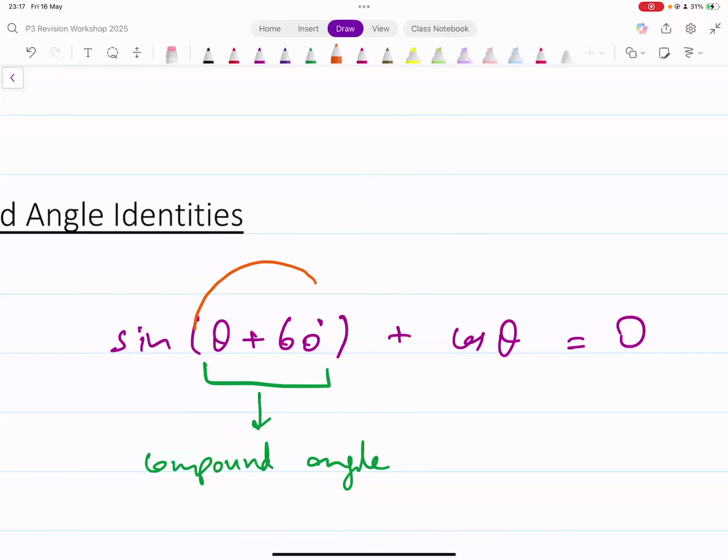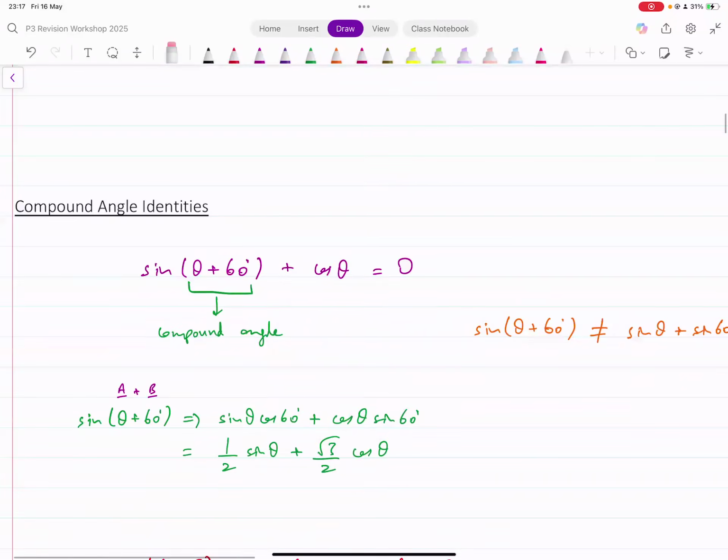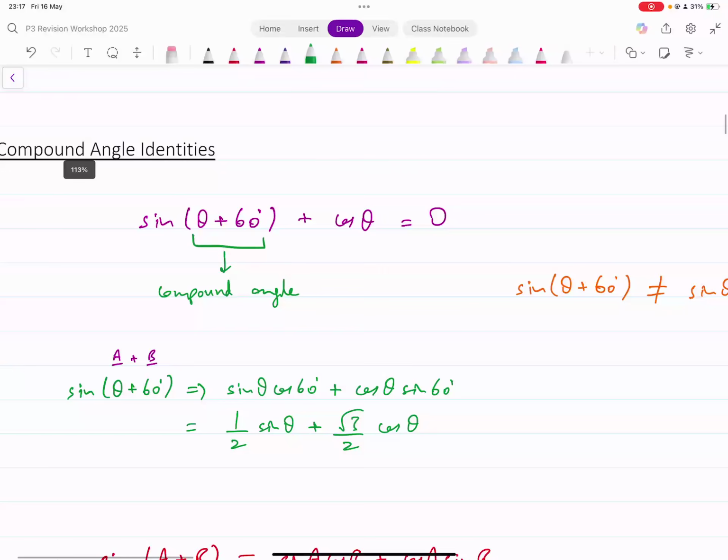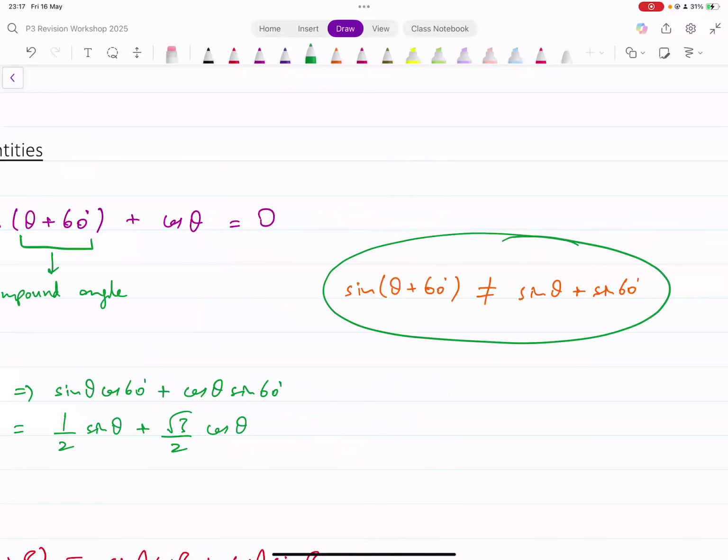These are two different angles. This is another angle, this is another angle. Using the earlier methods, we could not solve these equations. We have to expand this thing somehow. Now, this angle, theta plus 60, when you have two angles, two numbers or two expressions being added or subtracted, we call this a compound angle. We have identities for expanding them, and it's not this. Sine theta plus 60 is not the same as sine theta plus sine 60. That's not correct.